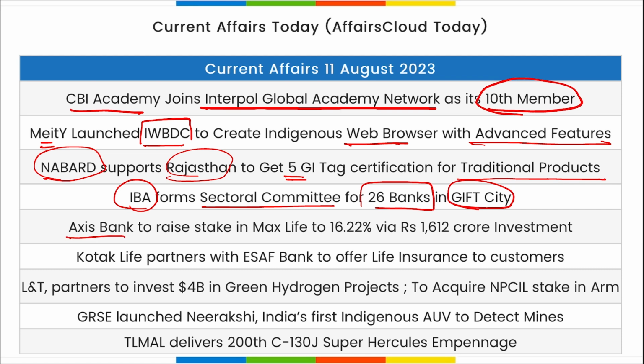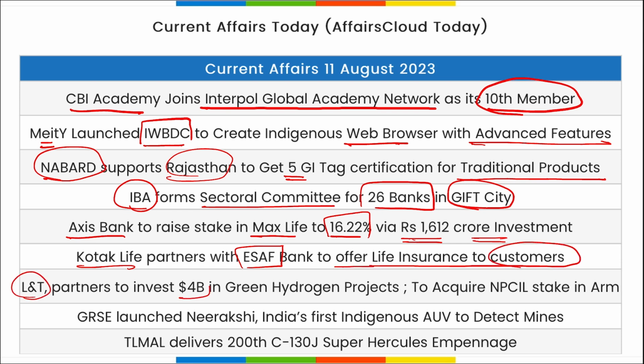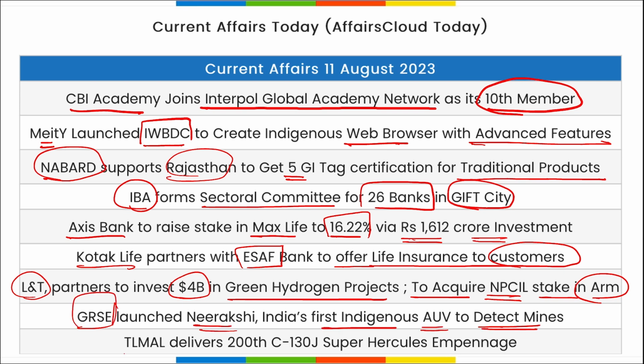Then Axis Bank is to raise its stake in Max Life to 16.22% via 1,612 crore rupees investment. Kotak Life has partnered with ESAF Bank to offer life insurance to customers. L&T has partnered to invest $4 billion in green hydrogen projects to acquire NPCL stake in ARM. GRSE has launched Nirakshi, India's first indigenous AUV to detect mines. TLMAL has delivered 200 C-130J Super Hercules ampanage.